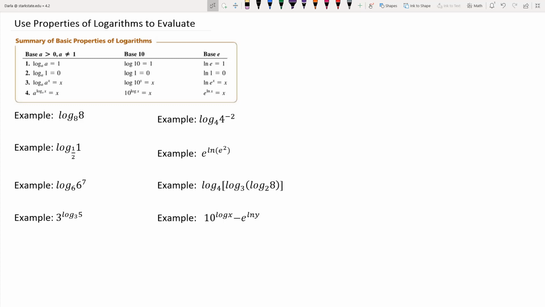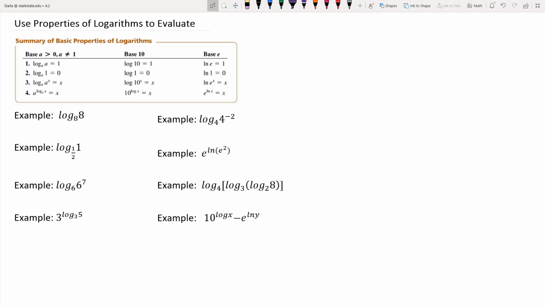The focus of this lesson is on evaluating logarithms using four particular properties. And before we go through those properties, I just want you to see from this table that we have the properties listed in terms of base a, base 10, and base e. Either way, the property is the same.